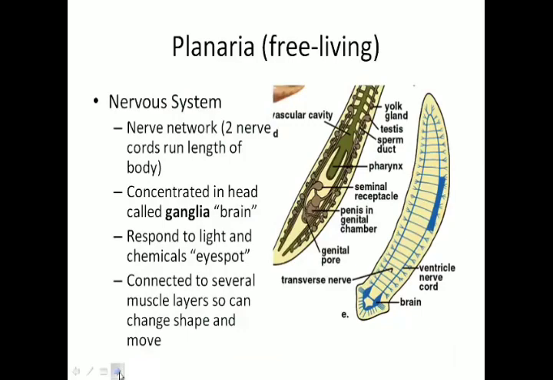And let's look at some of the free living characteristics. So these are the ones that aren't relying on parasitic material. For the nervous system, there are 2 nerve cords that run down the length of the body, as you can see here. We have this central ganglia, which we can basically consider the brain of the organism. It responds to light and chemicals through what we call an eye spot. So they're not essentially eyes like we have, it's just able to perceive light stimulus. And then it's connected to several muscles, so it can change its shape and move in response to that nervous stimulus. Okay, pause that and get it down.